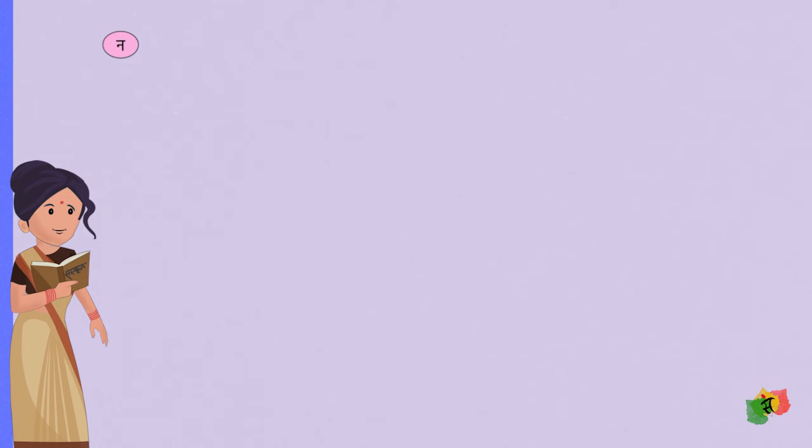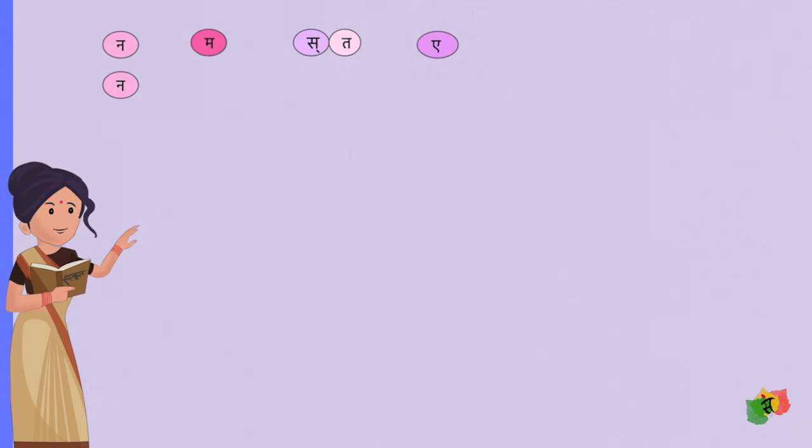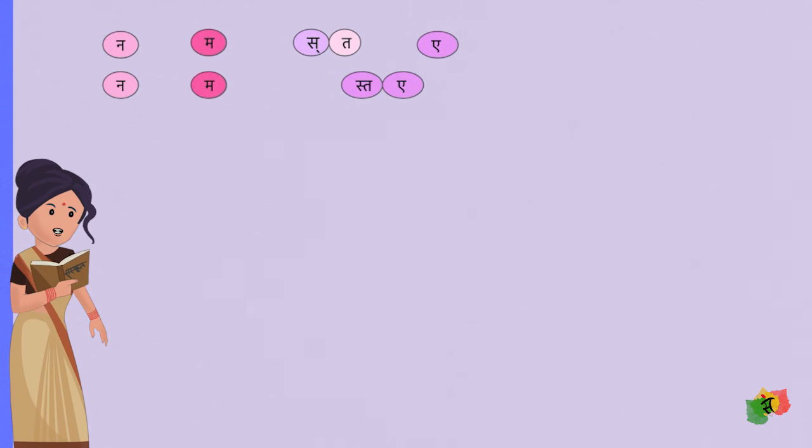When na joins with ma, s, ta and e, it gives a new word, which is na, ma, s, te. When we join these sounds, we get na, ma, ste. So the word is namaste.